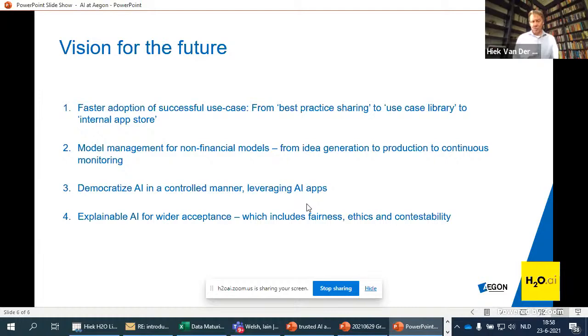And something that was mentioned by Sri, in some of his use cases, is the explainability of AI for wider acceptance. We already came a long way in that one, but it is still sometimes a blocker in the organization. So aspects like fairness, ethics, and contestability are really important for us to bring in.